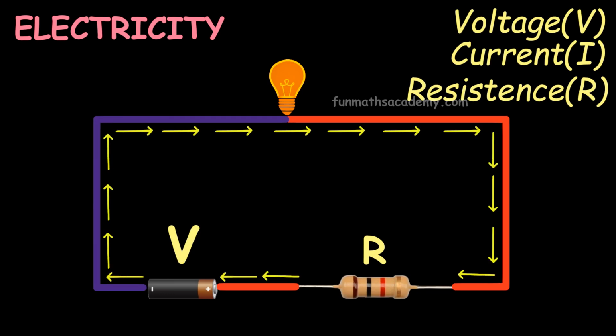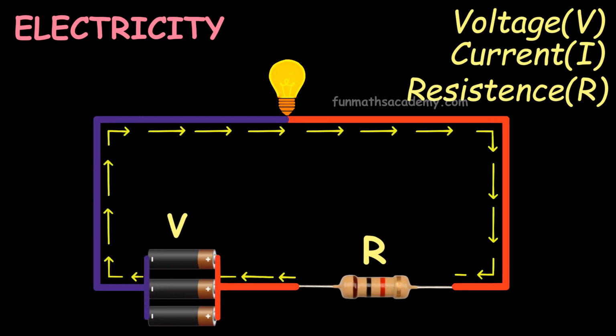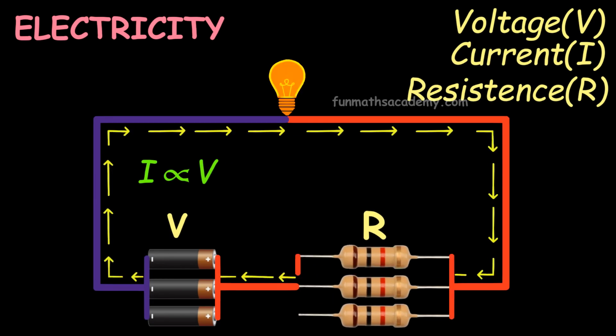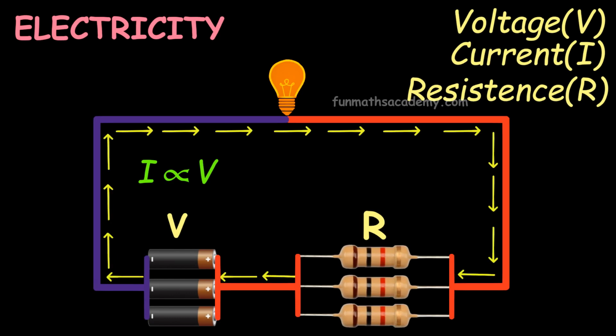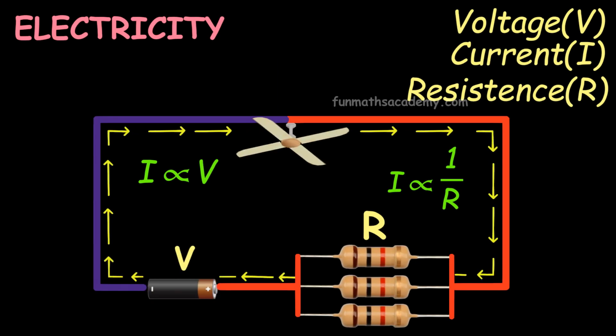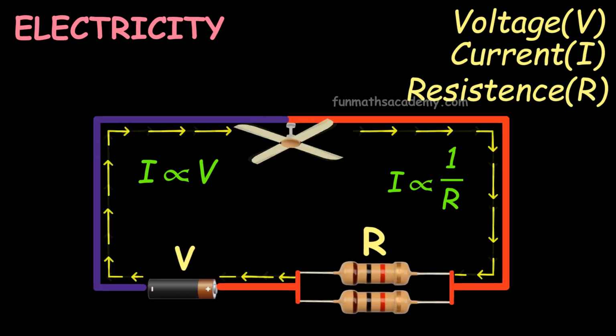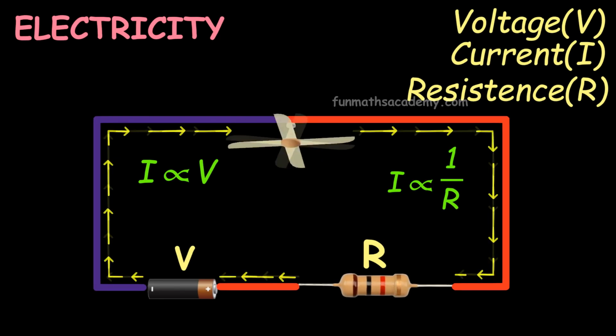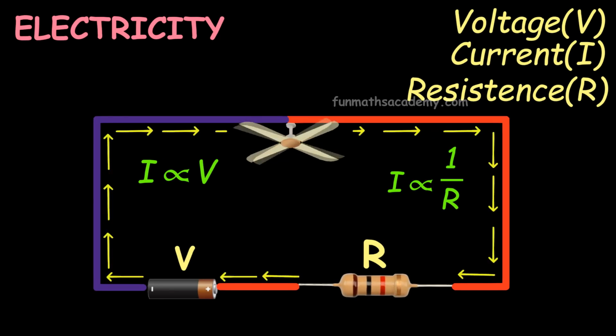Now here is something interesting. The amount of current increases when the amount of voltage increases, which means they are directly proportional. But if the amount of resistance increases, the amount of current decreases. This means current and resistance are inversely proportional. This is exactly how the fan's regulator works. By changing the amount of resistance, you can control the current and in turn the speed of the fan.